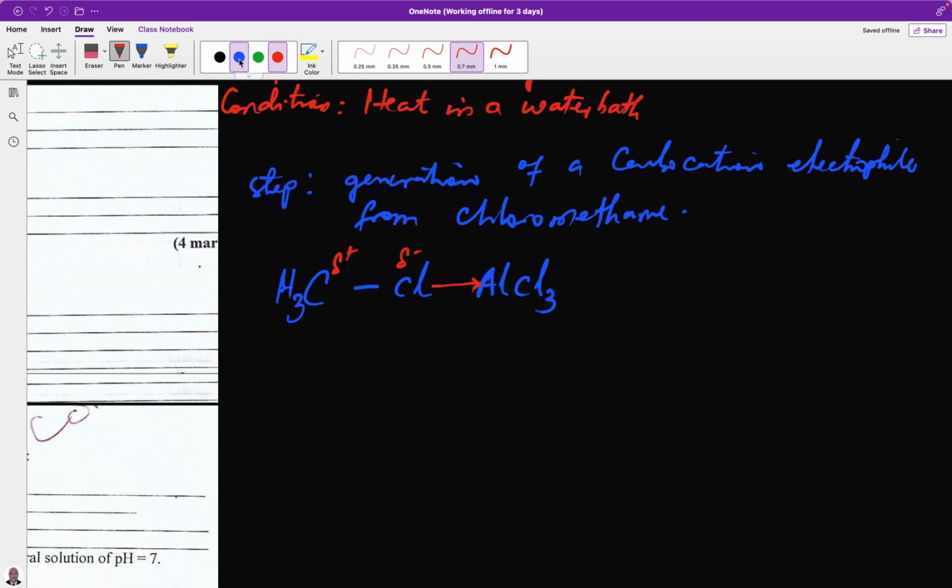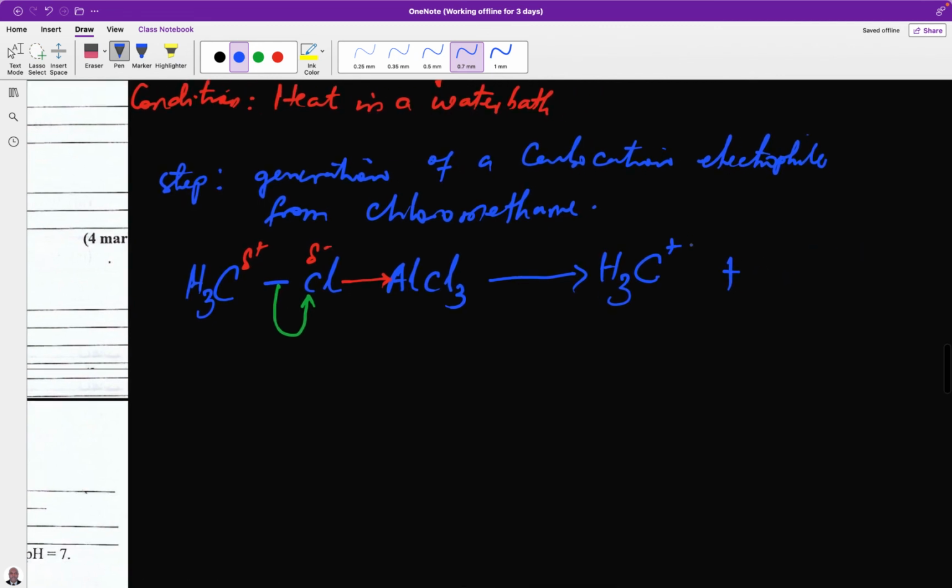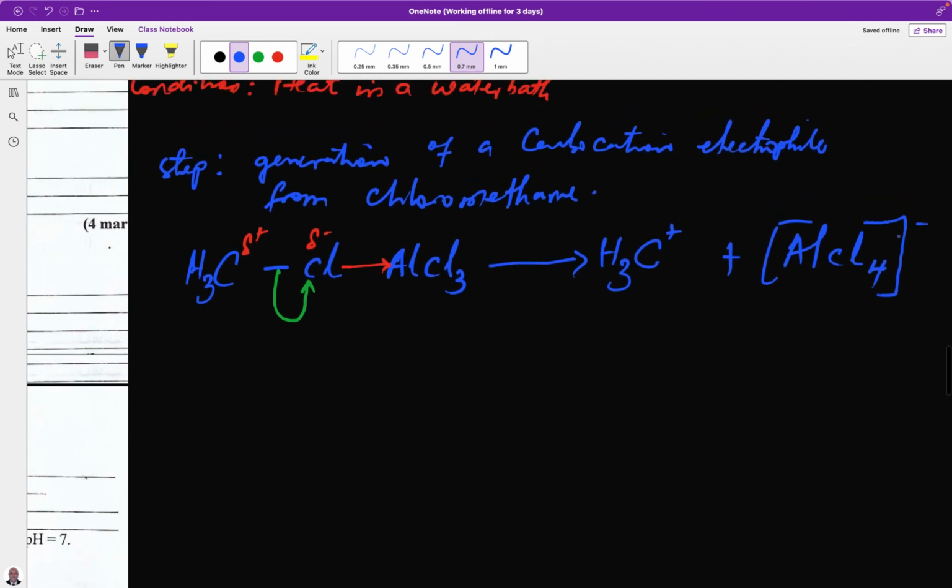So what happens here is there is a heterolytic fission. Chlorine is more electronegative, so it takes the bonding pair of electrons. The bonding pair of electrons will be used to attach to the catalyst, aluminum chloride. When there is heterolytic fission, the electrophile is generated, resulting in CH3+, the electrophile, plus the catalyst. That is step 1.